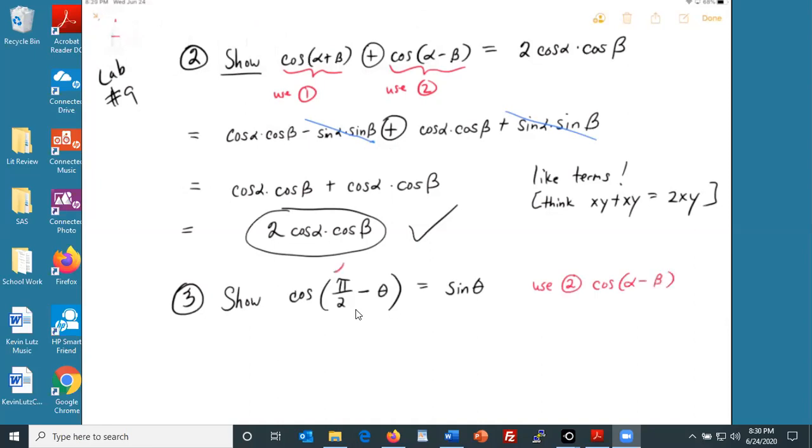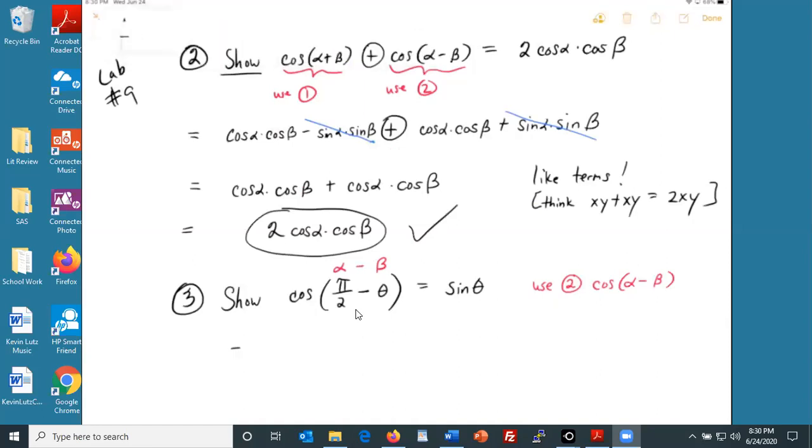And just think of the first term, that pi over 2 is your alpha, and that theta is like beta. All right, so alpha is always what's listed first, and beta is always the second angle. Okay?